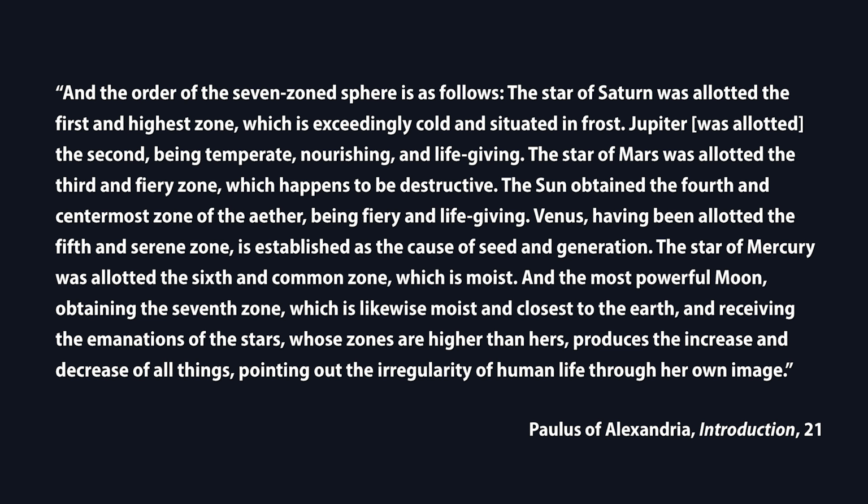The star of Mercury was allotted the sixth and common zone, which is moist, and the most powerful moon obtaining the seventh zone, which is likewise moist and closest to the earth, and receiving the emanations of the stars, whose zones are higher than hers, produces the increase and decrease of all things, pointing out the irregularity of human life through her own image." So this is from Paulus' Introduction, chapter 21.